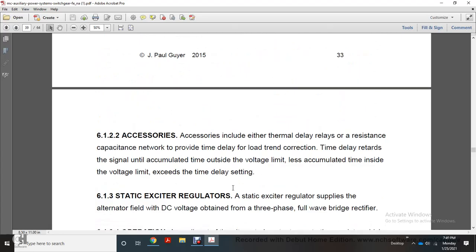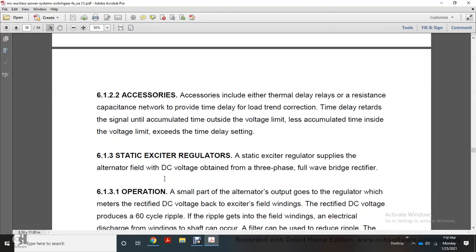Accessories include either thermal delay relays or resistance capacitance networks to provide the time delay, load trend correction, and time delay. The retard signal unit accumulates the time outside of the voltage limit, unless the accumulated time inside of the voltage limit exceeds the time delay setting.